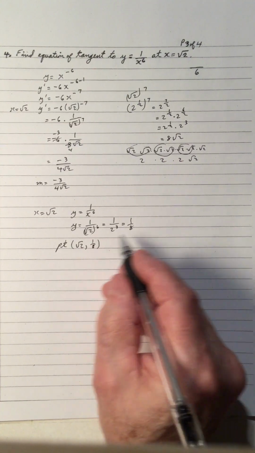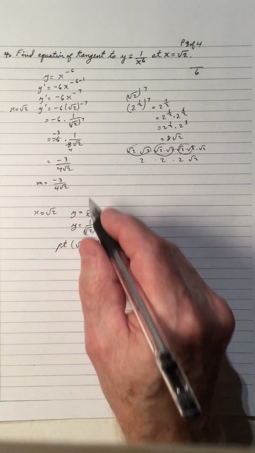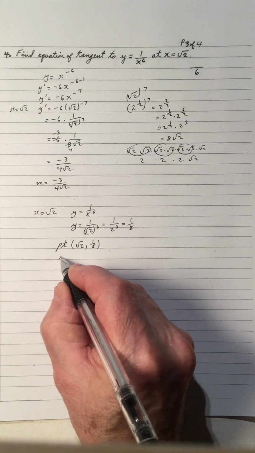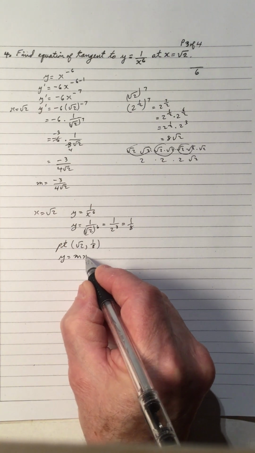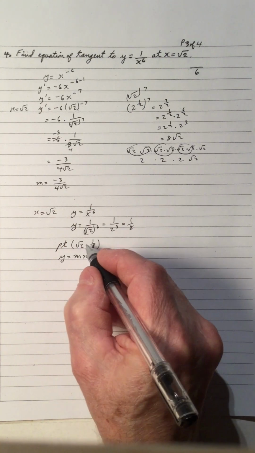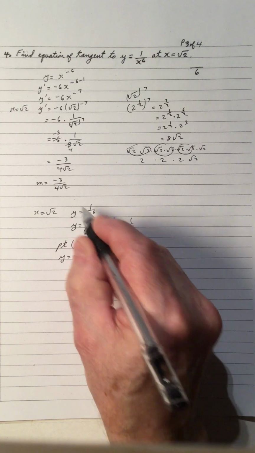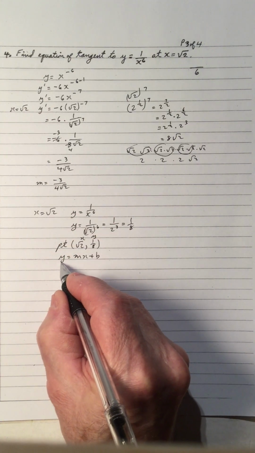Now we need to get the equation. We have the point, we have the slope, so y equals mx plus b, and so x and y, and there's the slope, so y is 1/8.